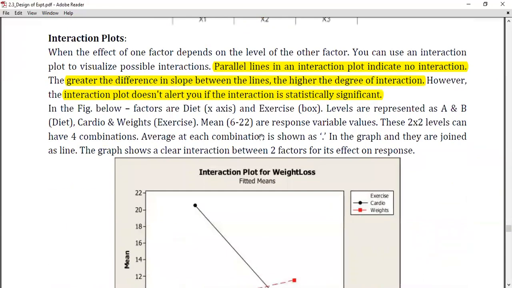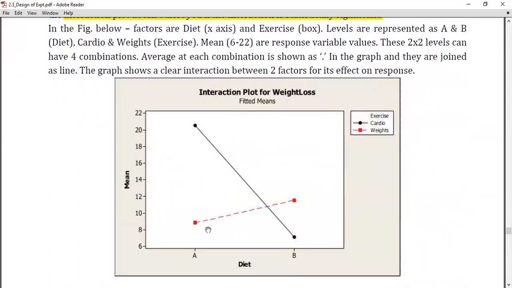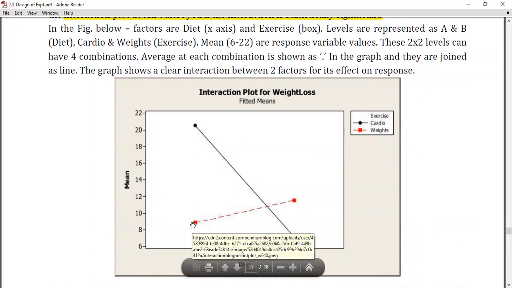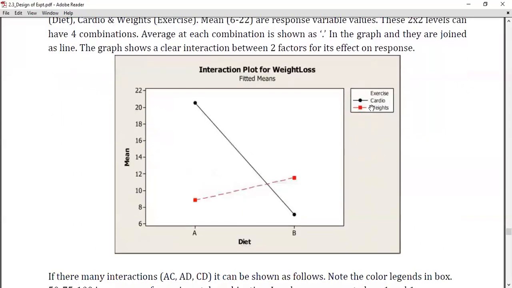Interaction effect plot, the other way, the second one. Here we'll be writing for A, taking the lower value. Different cases are taken: diet of A type and B type, and exercise with the cardio and the weights type. You can say case 1, case 2. So that is low level and high level. Here it is low level, high level.